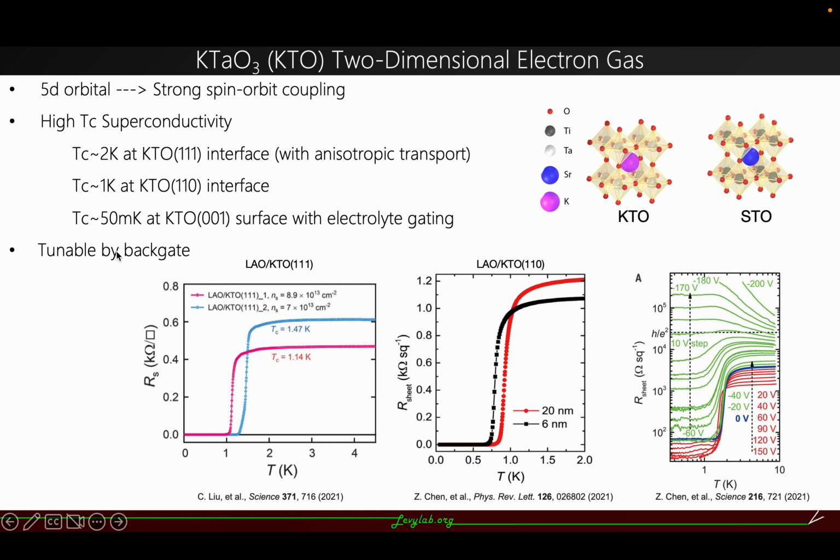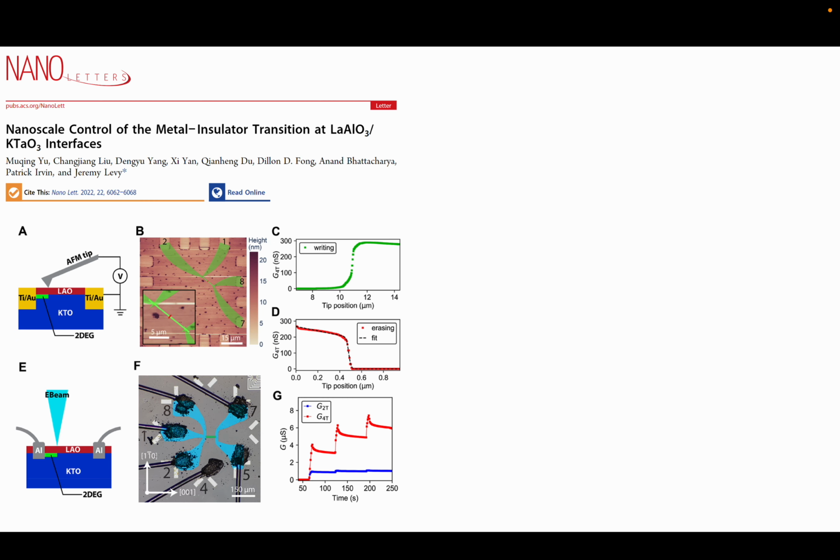Also, the superconductivity is tunable by backgate because potassium tantalate has a really large dielectric constant, close to 5000 at low temperature. So basically, these are the mysteries about this oxide system. And because we are interested in creating nano devices, we want to adapt the two techniques that worked on LAO-STO to LAO-KTaO3.